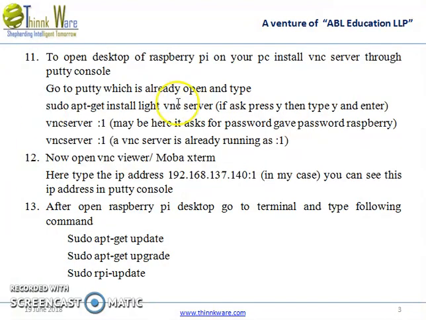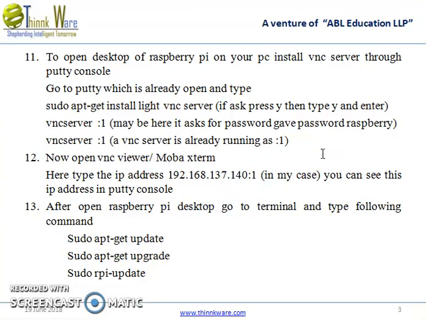To open desktop of Raspberry Pi on your PC, install vncserver through PuTTY console. Go to PuTTY which is already open and type sudo apt-get install tightvncserver. If asked, press Y, then type Y and enter. Now open the VNC viewer or MobaXterm. Here type the IP address and you can see this IP address in PuTTY console also.